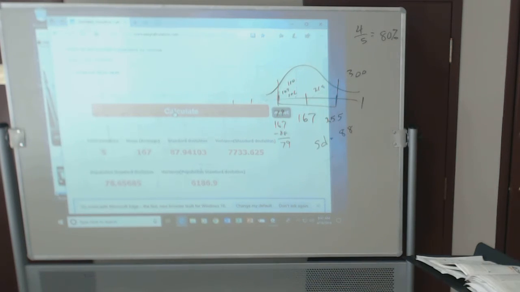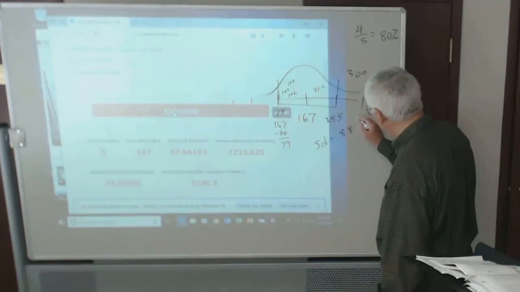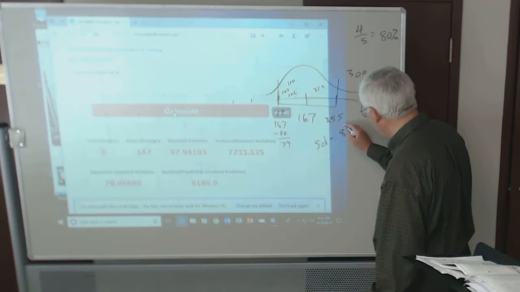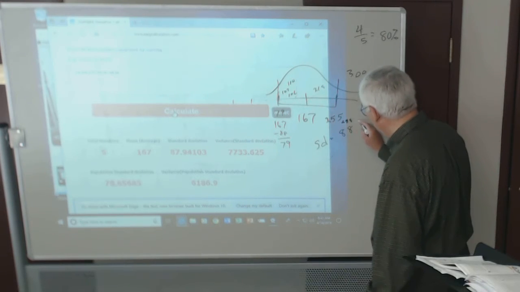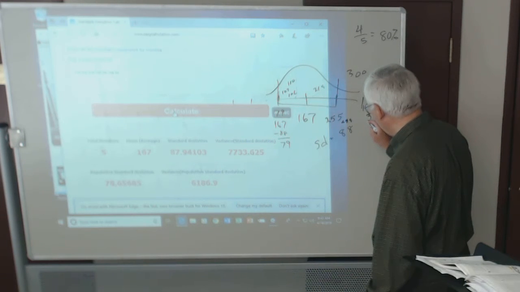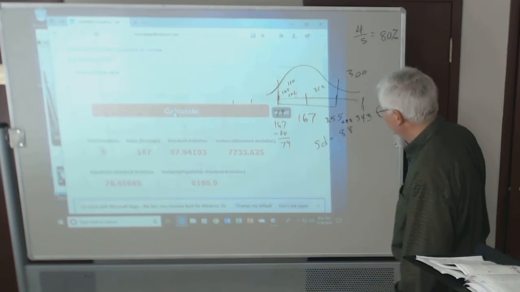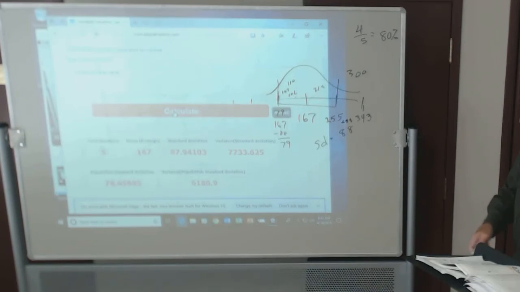And what prices lie within 2 standard deviations of the mean? If I add 88 to this, what's this plus 88? That's 343. All of them, because I'm far enough now to include the 300 price. Well, stop when you get to 25.